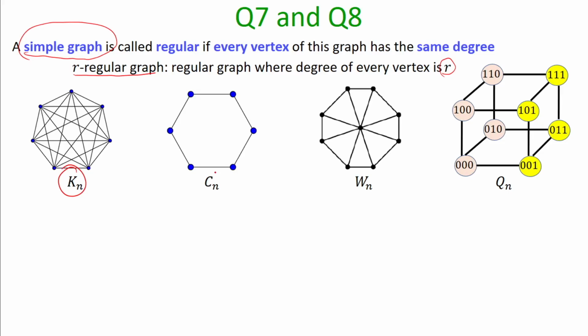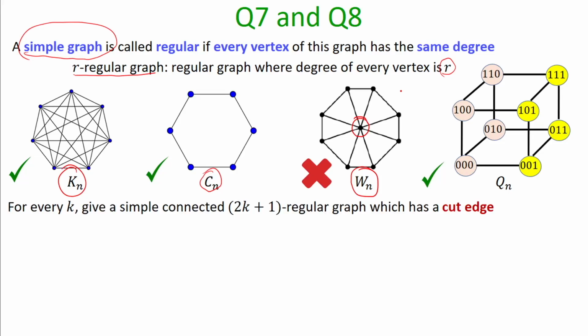The cycle graph with n nodes is also regular because the degree of every vertex will be 2. But your wheel graph W of n is not a regular graph because it is the central node which has a huge degree compared to the other vertices of the graph, right? Whereas if you take the hypercube graph, we can prove that it is a regular graph. The degree of every vertex will be the same. Okay.